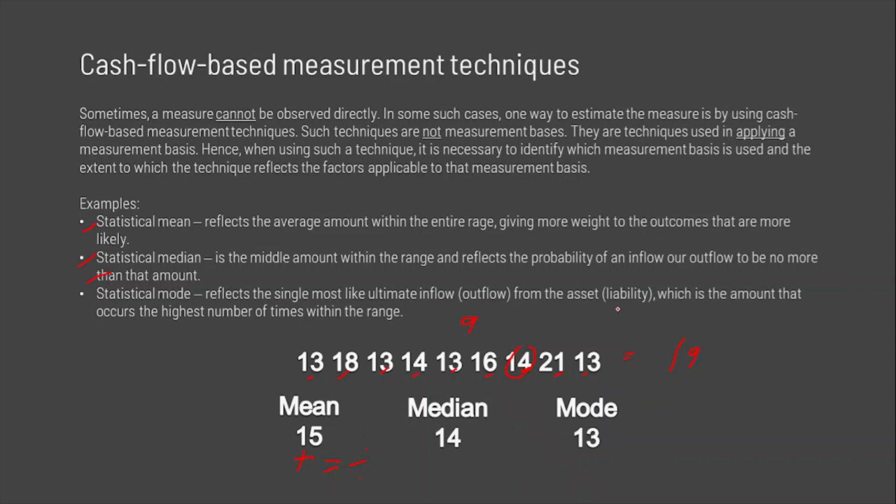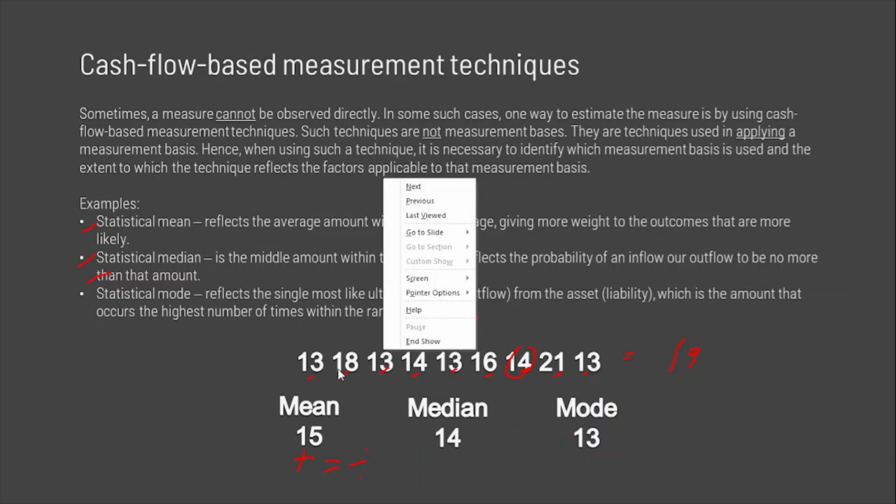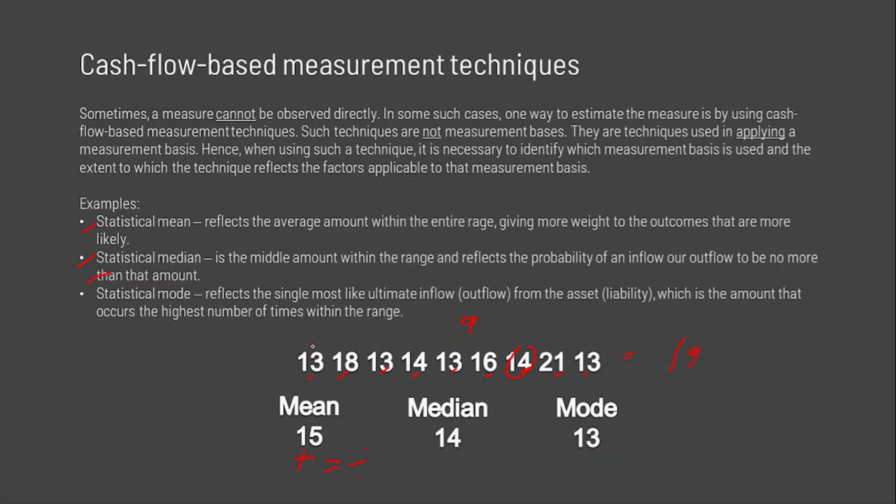Last, you have your statistical mode. You just get the most frequent value. So here you just check which number occurs the most. In this case, it is 13 because it is displayed here 1, 2, 3, 4 times, and the rest are displayed less than 3 times. So the statistical mode would be 13.